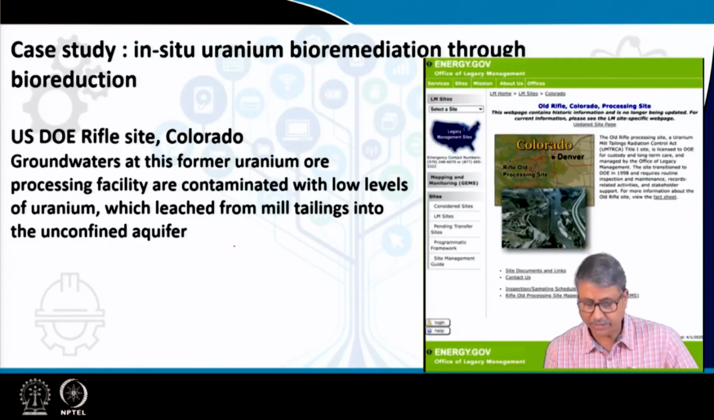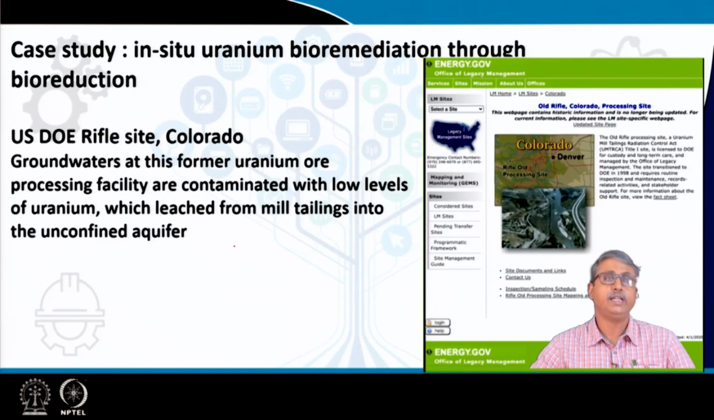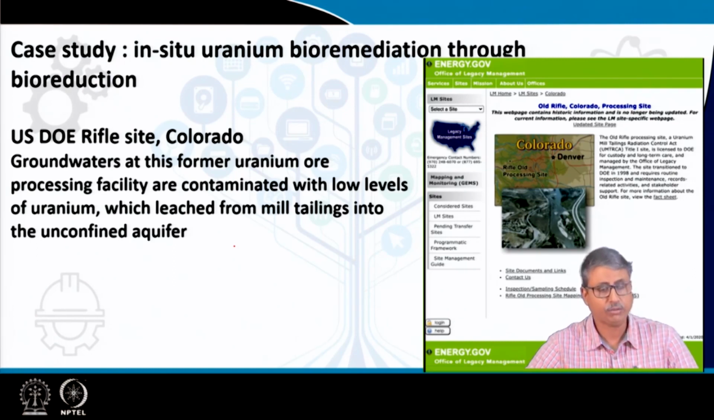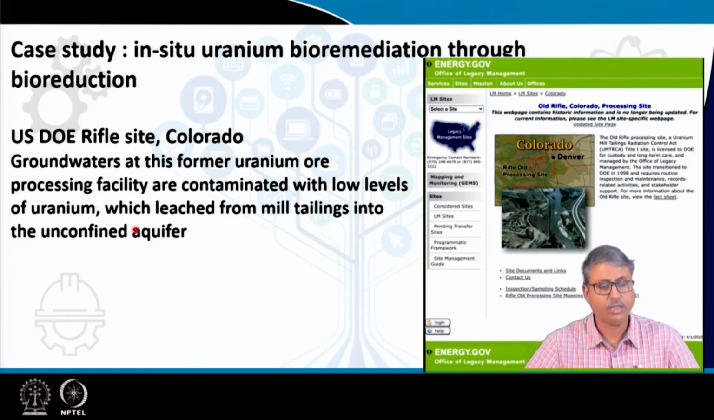So, a number of strategies have actually been established through different cytochromes, different nanowires, and even extracellularly released flavin compounds that facilitate the transfer of electrons to uranium. Now, the case study that we are going to briefly see here is about the USDOE Rifle site, Colorado, and the groundwater at this former uranium ore processing facility. In this facility we see that a low level of uranium is leached from mill tailings into the unconfined aquifer.